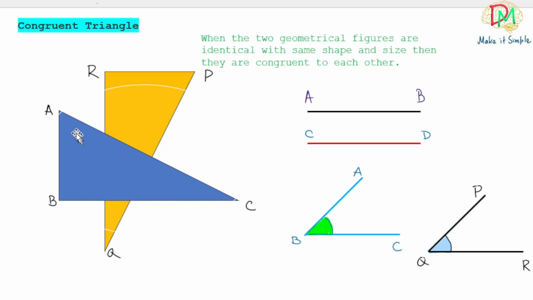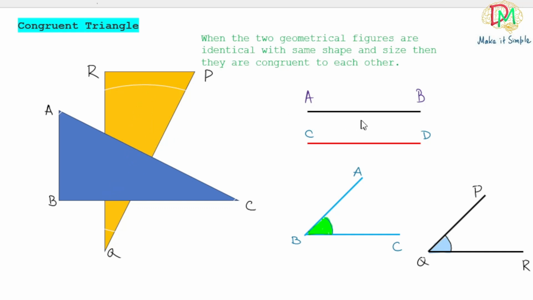When this triangle ABC, after rotation, lies on this triangle PQR, then triangle PQR is not visible because they are identical. So we can say these two triangles are congruent to each other, or congruent triangles.